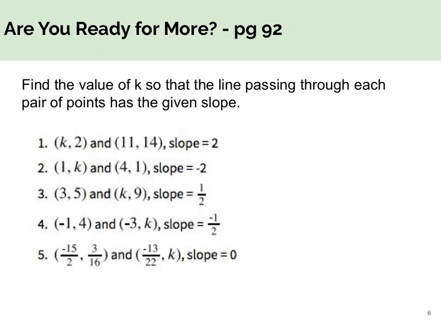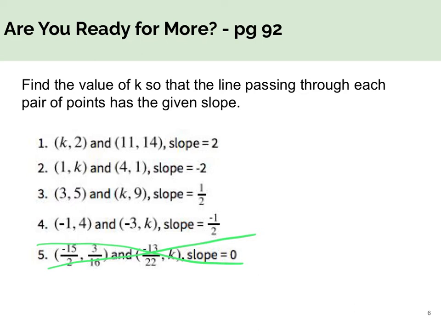So on page 92 also, let's do the "are you ready for more?" What it's asking is, find the value of k so that the line passing through each pair of points has a given slope. If we set up our slope like with our slope formula, where we subtract off the y's and then we subtract off the x's equals our slope, we can solve for our k. So go ahead and pause right now and find the k number for numbers 1 through 5. Don't do 5. All right, now since you have tried it, let's go through it ourselves.